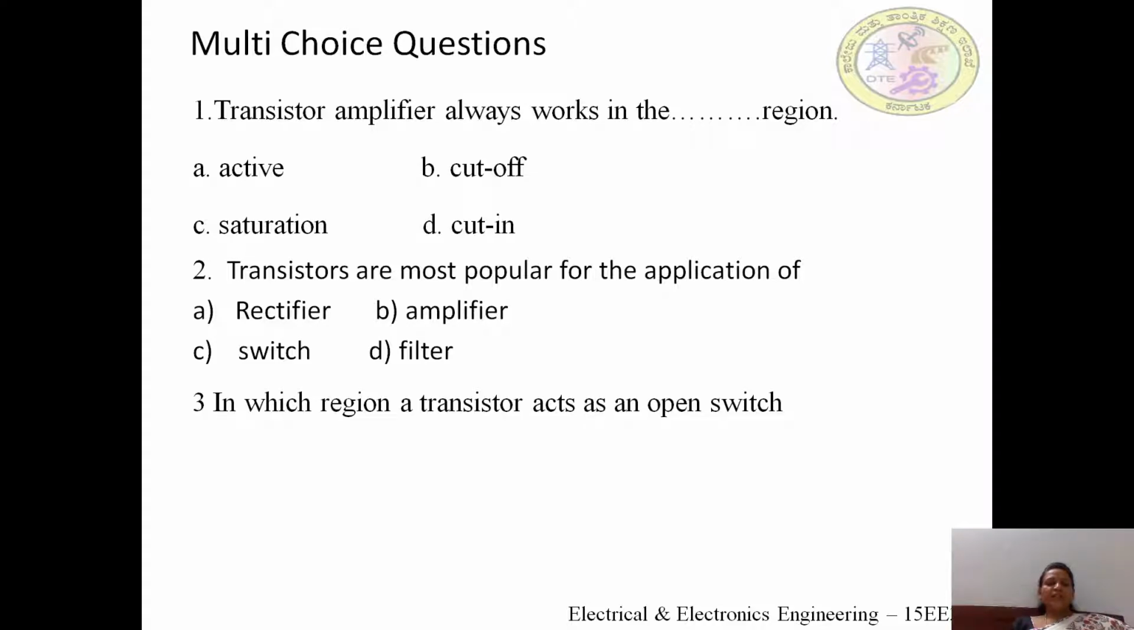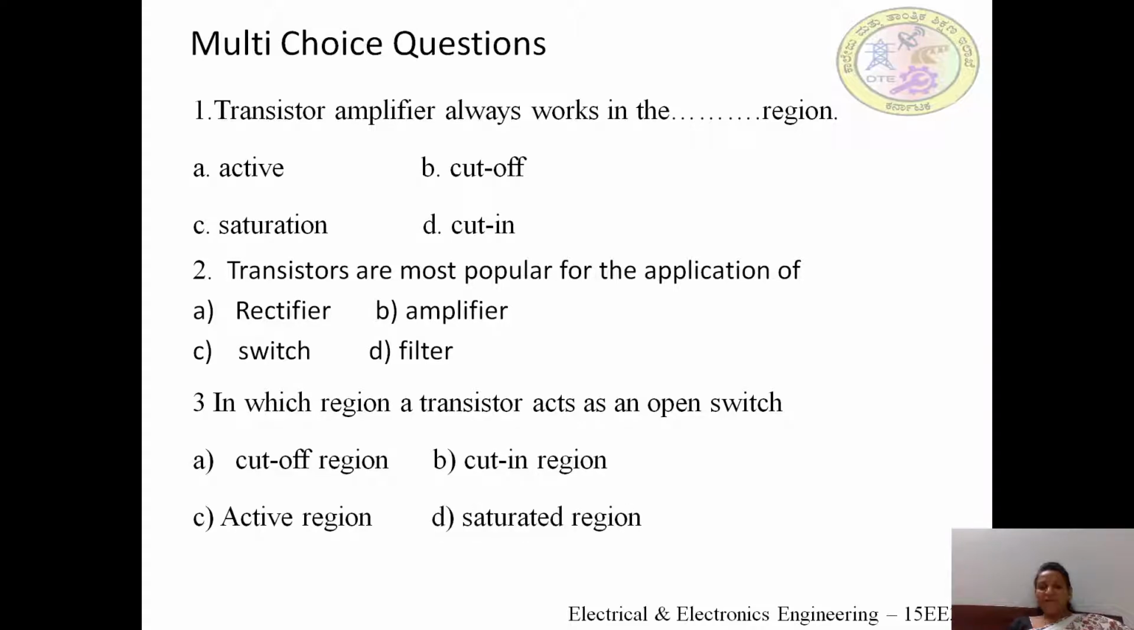The third question is, in which region does a transistor act as an open switch? Let's look into the options available. Option A is cutoff region, B is cut-in region, C is active region, and D is saturated region. We know a transistor operates as an open switch when it is operating in the cutoff region. So option A is the right answer for this question.